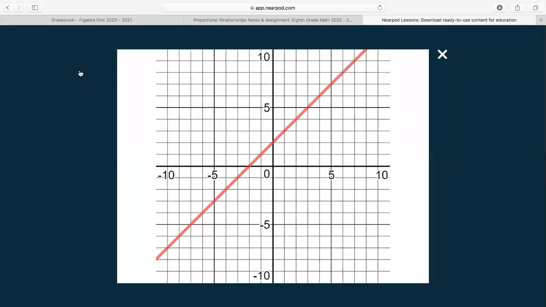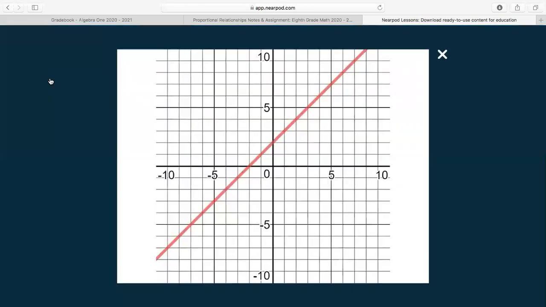All right, second question, is this graph proportional? 30 seconds. Fifteen more seconds. 7, 6, 5, 4, 3, 2, 1.